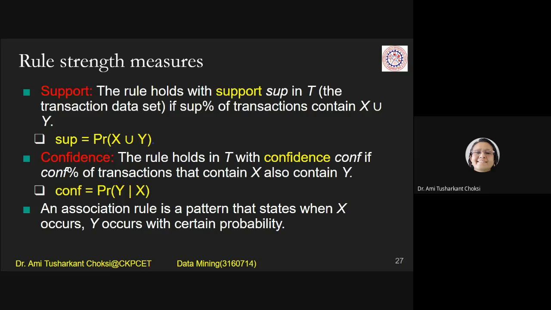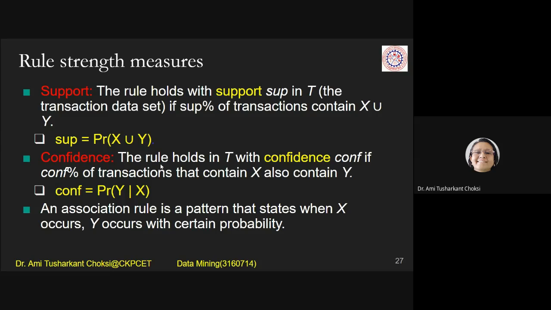Now, how do we find that support and confidence? For that, support is equal to the probability of X union Y. Whatever transactions are there, in that we need to find the count where X and Y are available. X or Y, so where X is there, you need to count, and where Y is there, you need to count. Okay, so let us proceed further.